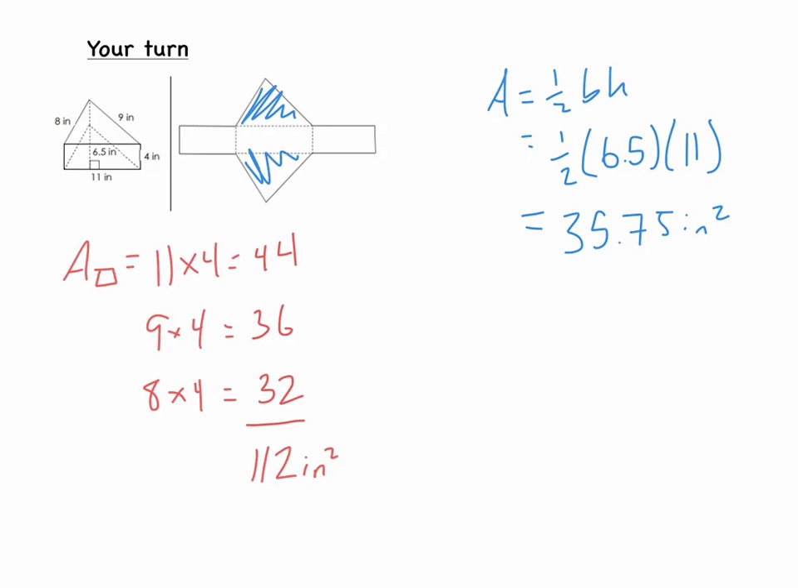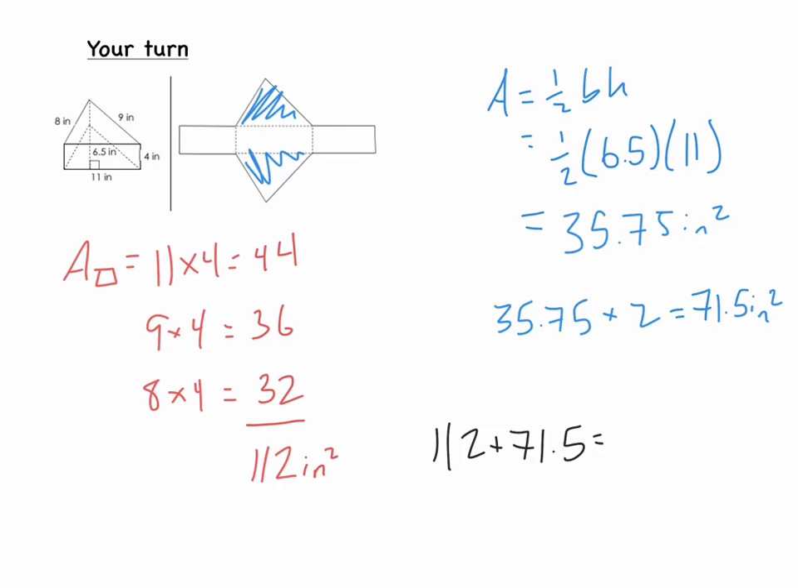Now remember, that's only for one of the triangles. We have to multiply it by 2 to get the other one, so we get 35.75 times 2 to get 71.5 inches squared. Now, the 112 inches squared over here, we have to add that to the 71.5. So we have 112 plus 71.5 to end up with 183.5 inches squared.